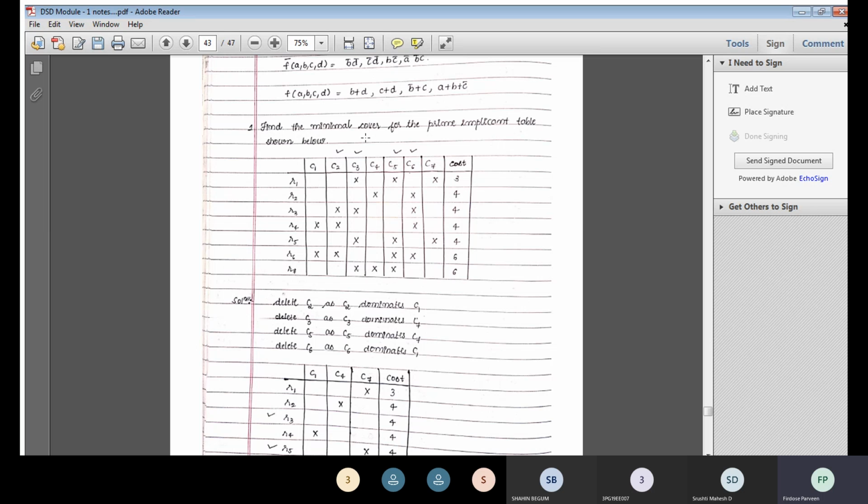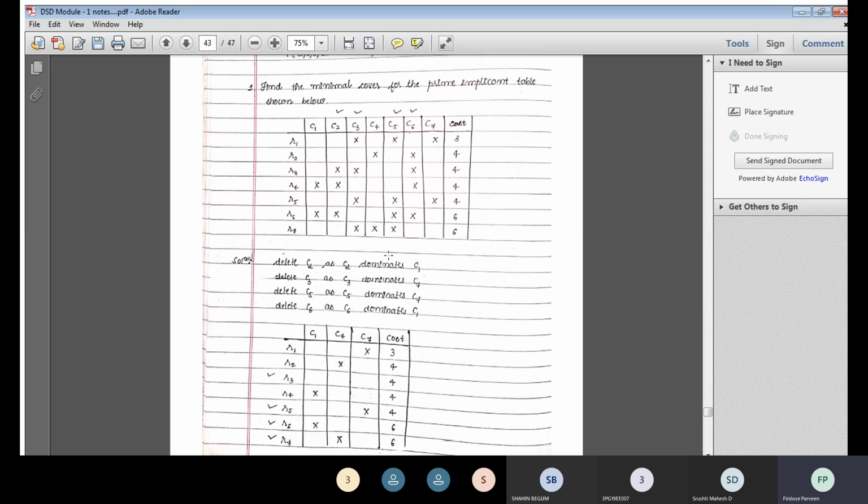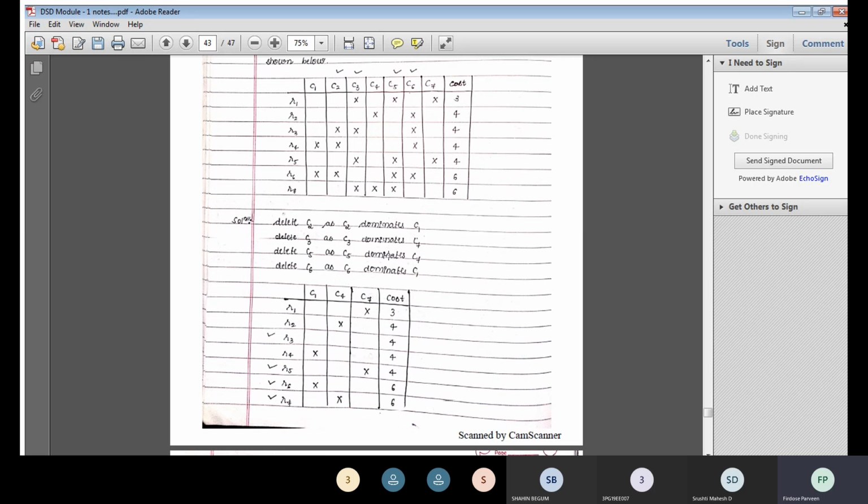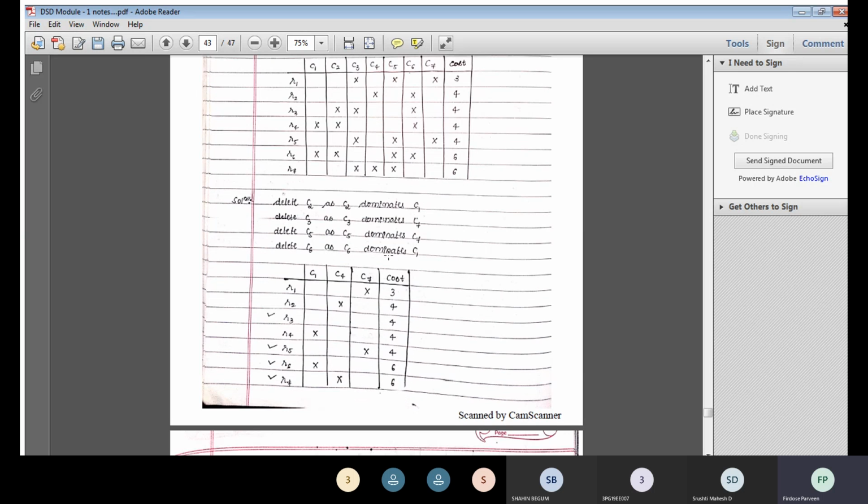In the same way, you have to check for all the columns. Delete C5 as C5 is dominating C7; same positions it has and it has more. In the same way, delete C6. Compare it with C1: it has the same positions and more, so delete C6. After deleting, what is remaining? C1, C4 and C7 are remaining. In columns, the one which is dominating we will delete, whereas in rows, the one which is dominated we will delete.